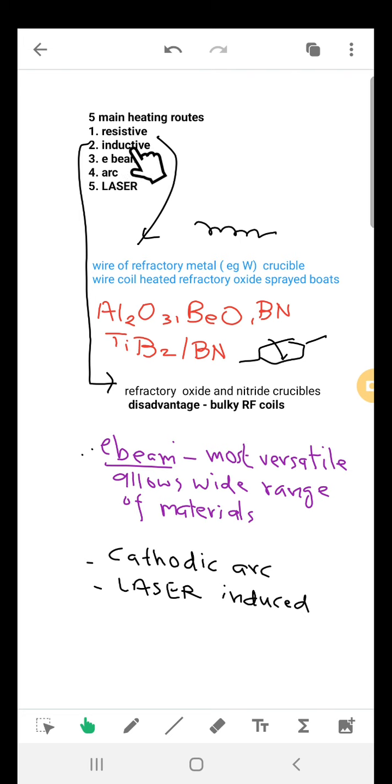Second is inductive, where we use refractory oxide and nitride crucibles, as in this case. The disadvantage associated with inductive heating is that it has bulky RF coils. We can also use an electron beam, a high energetic electron beam directed onto the evaporant to cause evaporation. We can use a cathodic arc, or we can use a laser.